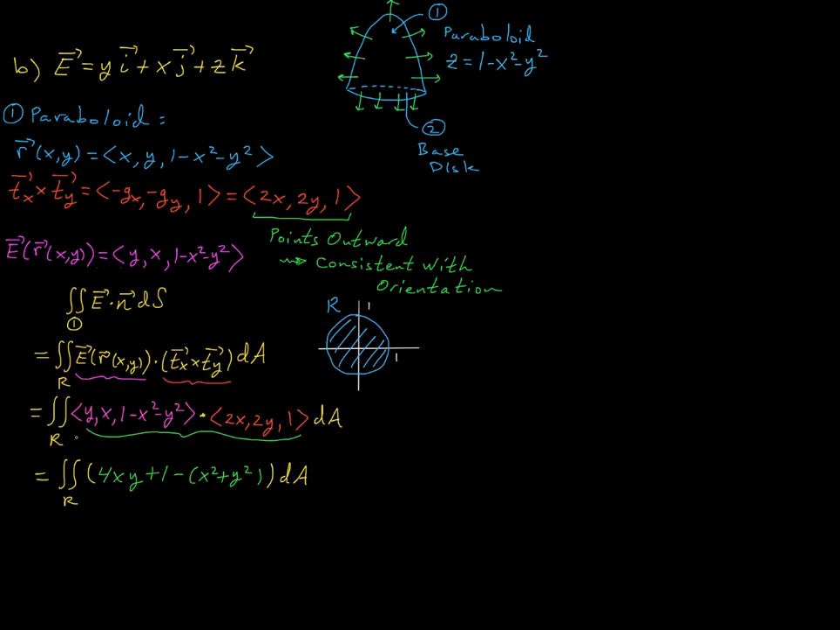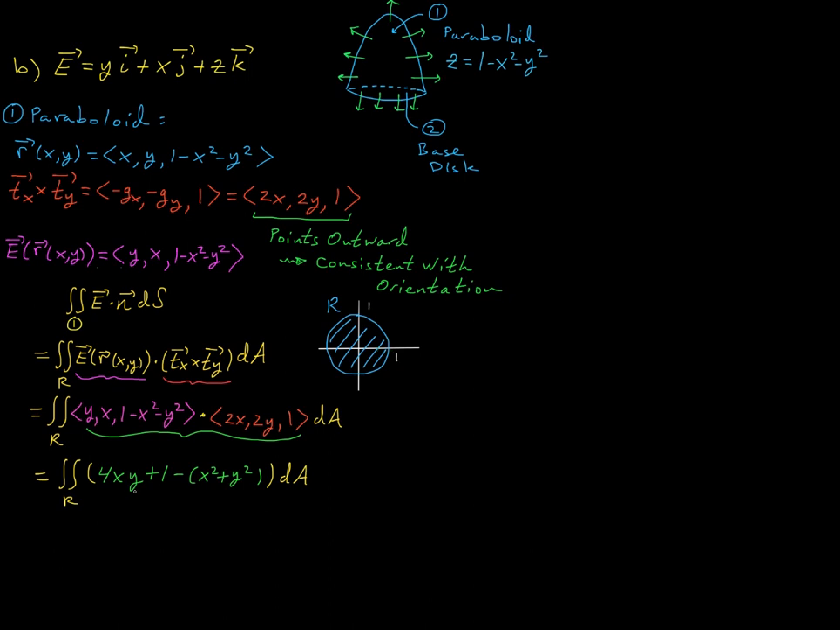And what's the region R here that x and y vary over as we describe this paraboloid? Well, if I project the paraboloid onto the xy plane, I'm just going to get that base disk, right? Which is just the disk of radius 1 centered at the origin, right? Because if I set z to 0, I just get x squared plus y squared is 1. So that's saying that the radius here of this boundary circle is just 1.